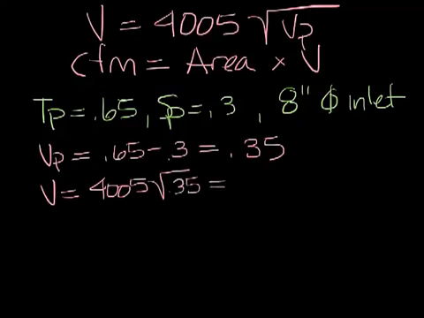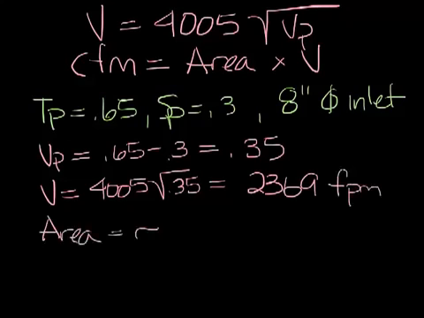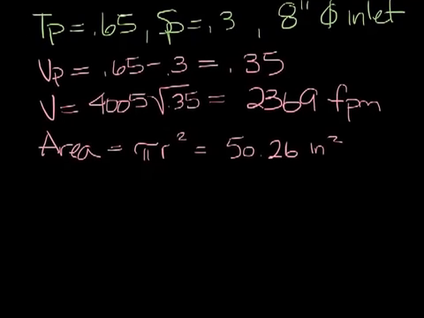Now if you work that out, you come up with the velocity of 2369 feet per minute. Now the area is pi r squared, so when you work that out you come up with 50.26 square inches.